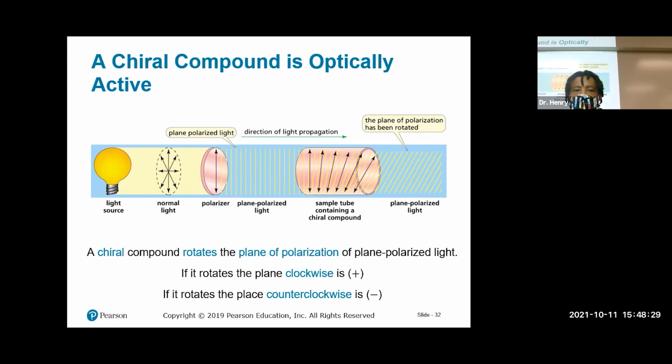Okay, so if it rotates the plane clockwise, it's considered to be plus. If it rotates the plane counterclockwise, it's going to be considered minus. Okay, so we talked about the S and the R, right? So we also talk about that polarization. That polarization is rotating in the plus direction, clockwise, so we're going to add a plus. If it's rotating counterclockwise, then it's going to be a minus. Okay.